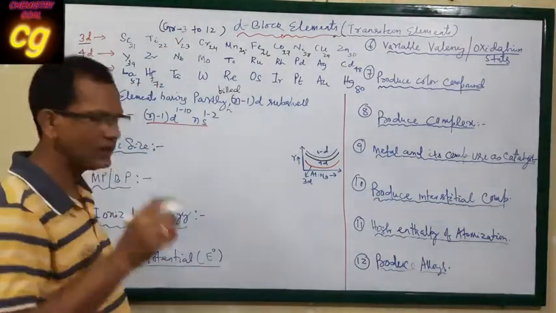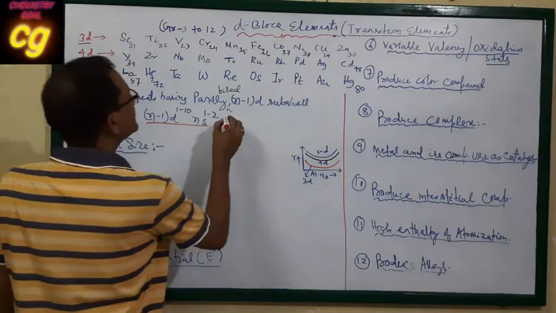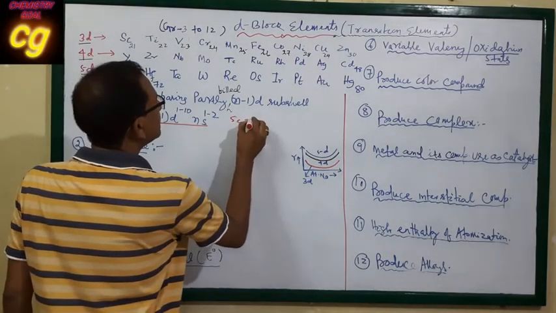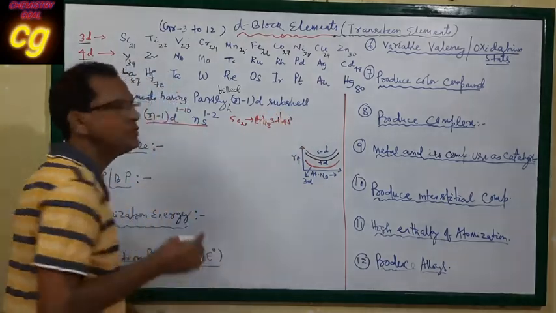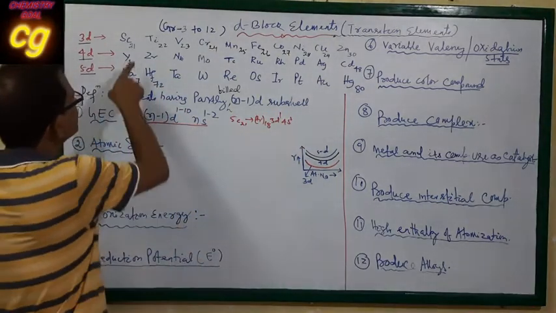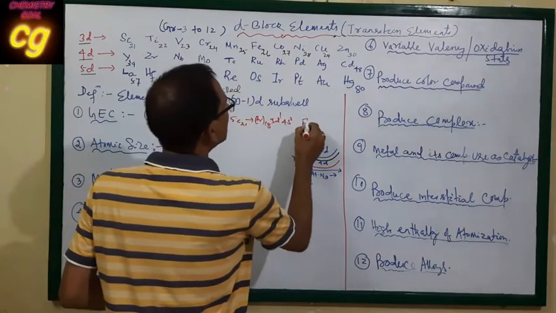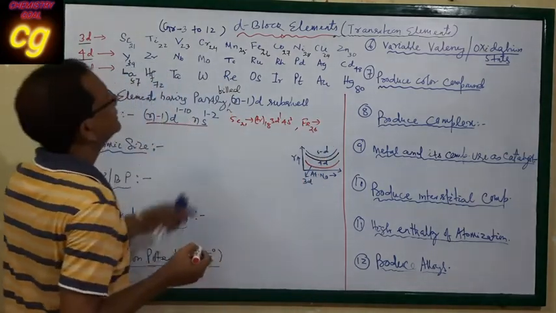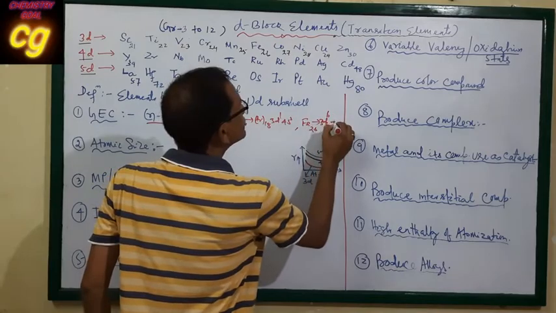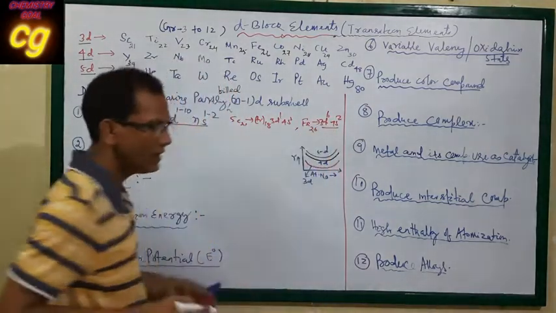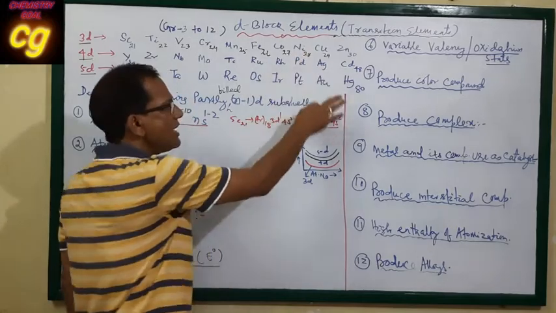But there is a technique by which I can remember the electronic configuration. For example, scandium 21 can be written as argon 18 3d1 4s2. This is a very important technique. Let us take iron 26. We can write argon 18 as common, then for 26 it is 3d6 4s2. So this is the technique. From the atomic number we can write the electron number. 27 is 3d7 4s2 and 28 is 3d8 4s2.